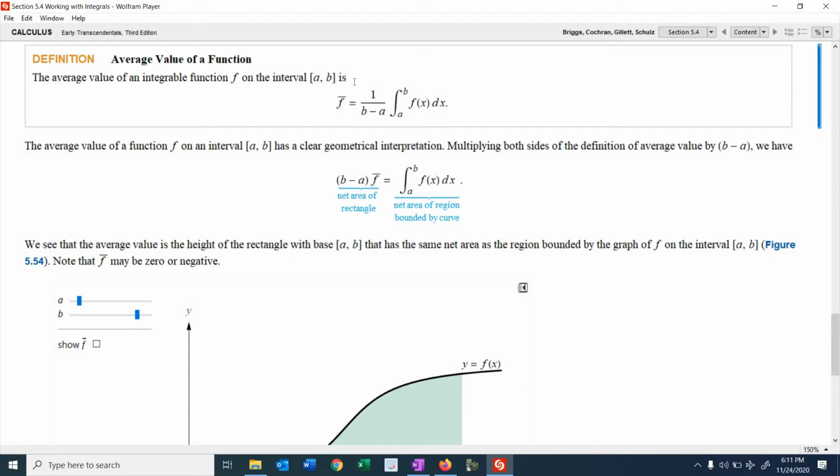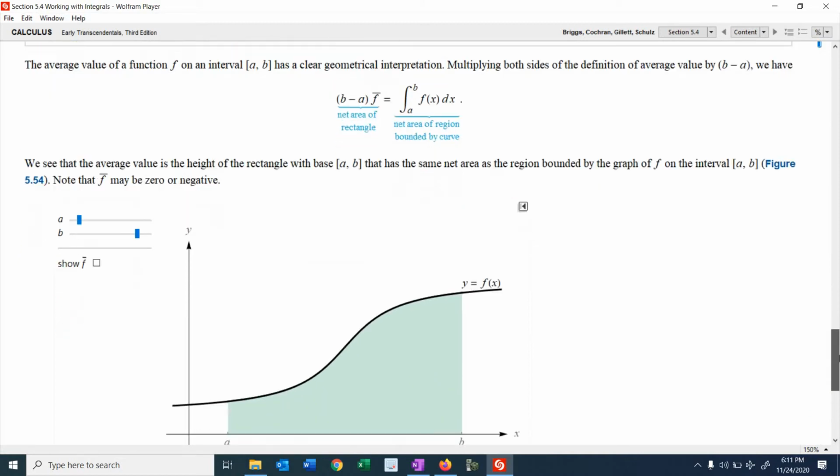And we denote the average value of a function by putting a bar on top of it. So f bar is the average value of f on the closed interval from a to b. That's how we denote it. Okay, let me show you why this formula makes sense.